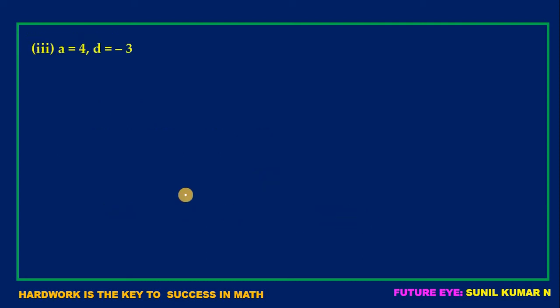Next, let us move on to another problem. A equals 4, D equals minus 3. Write the first term. And the second term, I hope you know how to write now. That is A plus D. Now substitute the values. A value is 4 plus minus 3. Children, this you want to learn.